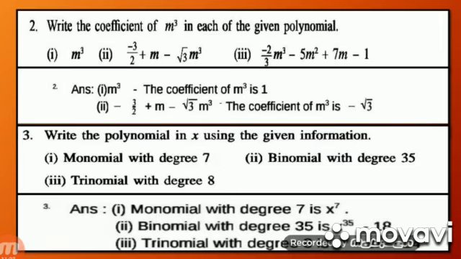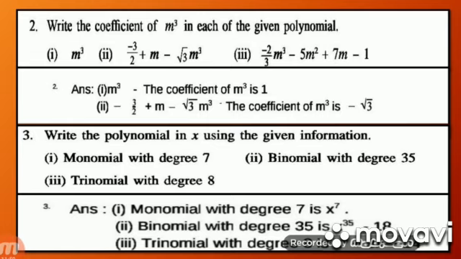Question number 2. Write the coefficient of m cube in each of the given polynomial. Answer for the first, m cube. The coefficient of m cube is 1. And for the second, minus 3 upon 2 plus m minus root 3 m cube. The coefficient of m cube is minus root 3.